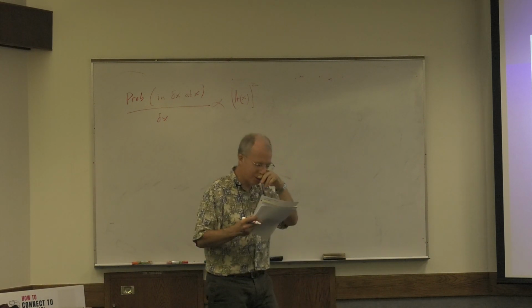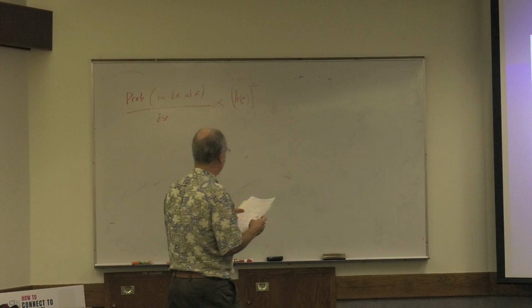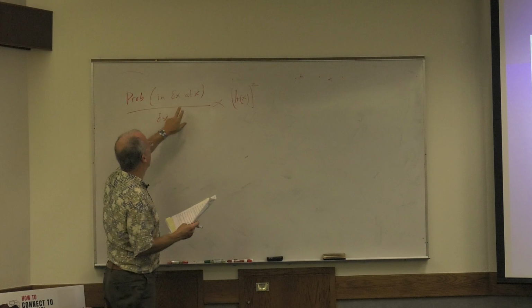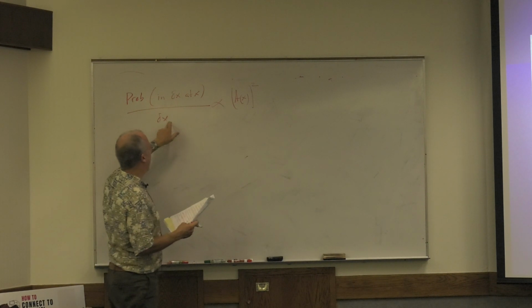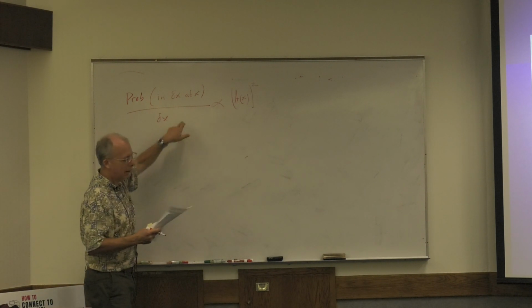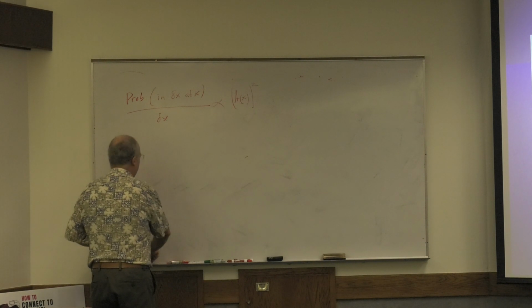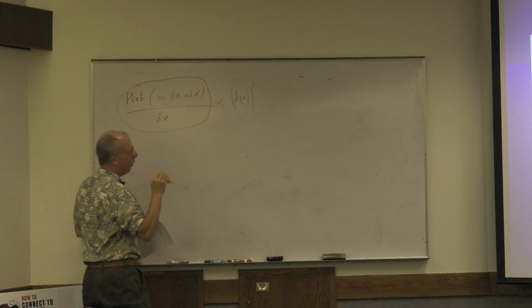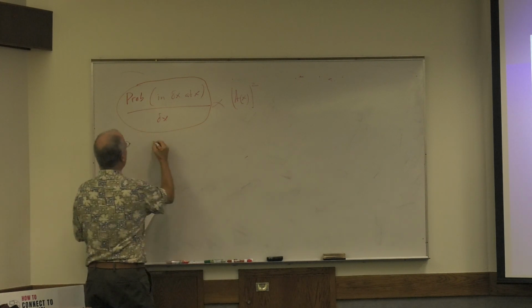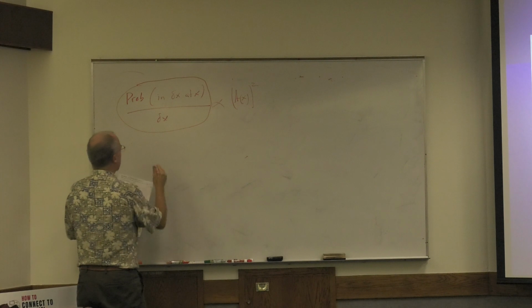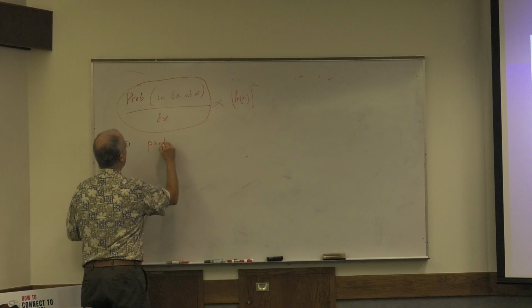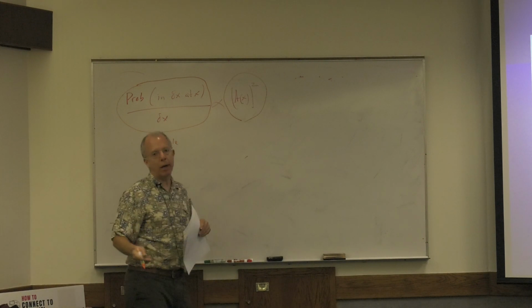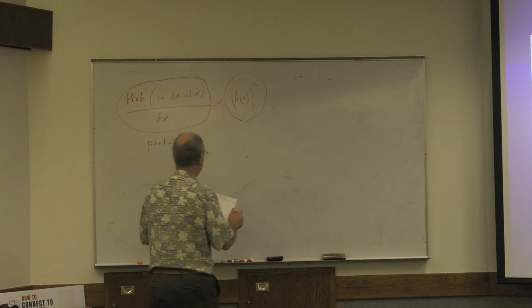Okay, now this is not just algebra, right? This is a physics class. What is this? The probability in delta x at x divided by delta x. Is that wave or particle? Well, this is particle, right? I mean, that's photons, dots. So that's particle. And what's this? The amplitude of the wave squared. That's wave, right?